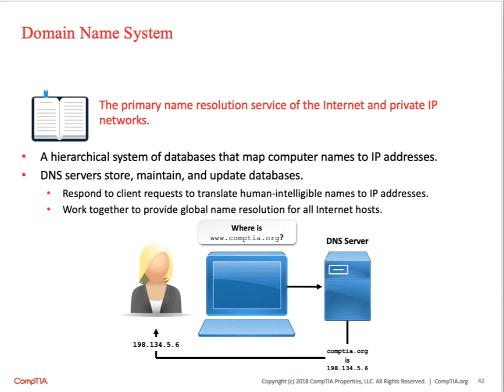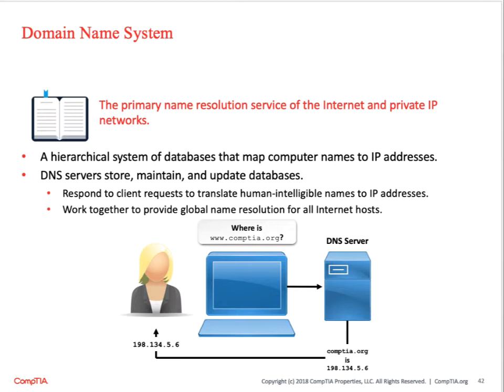The domain name system. So the domain name system is the primary domain name resolution service on the internet and private IP networks. So the DNS is a hierarchical system of databases that map computer names to IP addresses.